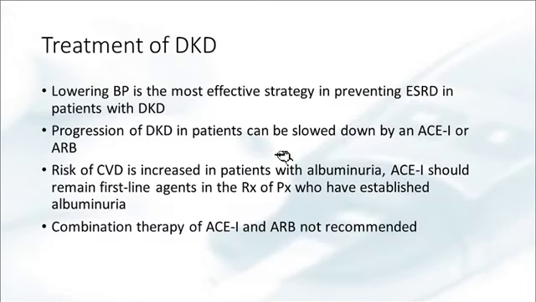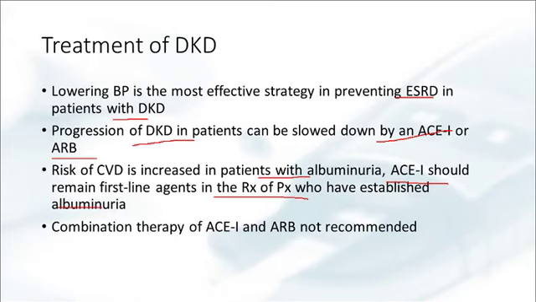Lowering blood pressure is the most effective strategy in preventing end-stage renal disease, in other words, an eGFR of less than 30, in patients with DKD. Progression of DKD in patients can be slowed by either an ACE inhibitor or an ARB. Risk of cardiovascular disease is increased with albuminuria, and ACE inhibitors should be the first line agent used in patients with established albuminuria, and this of course is irrespective of their blood pressure.